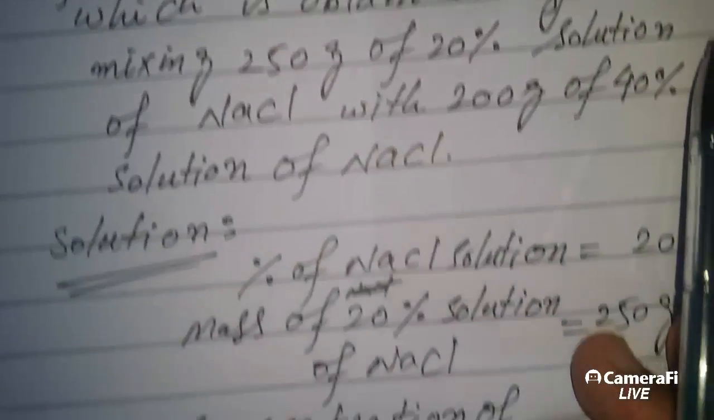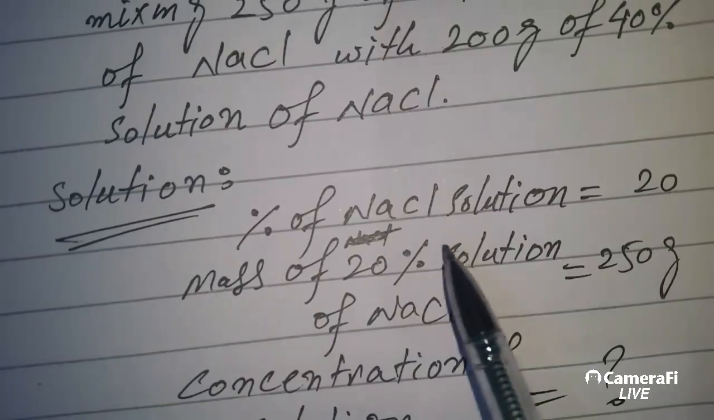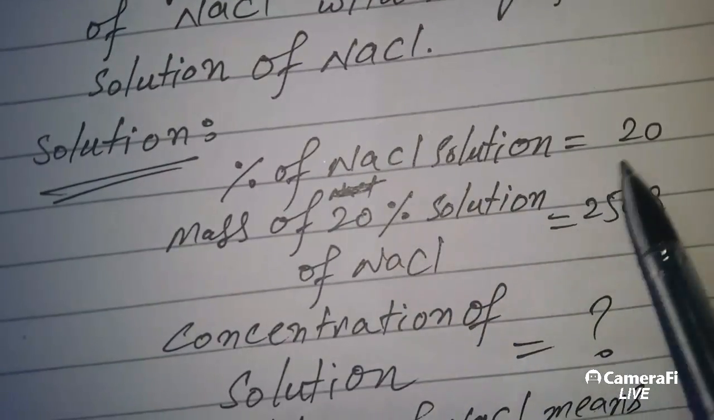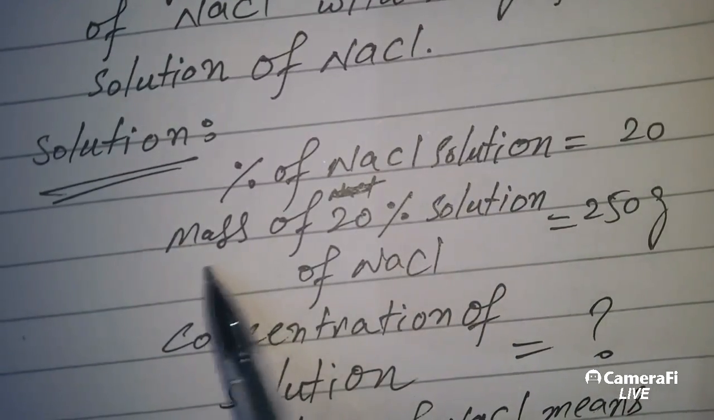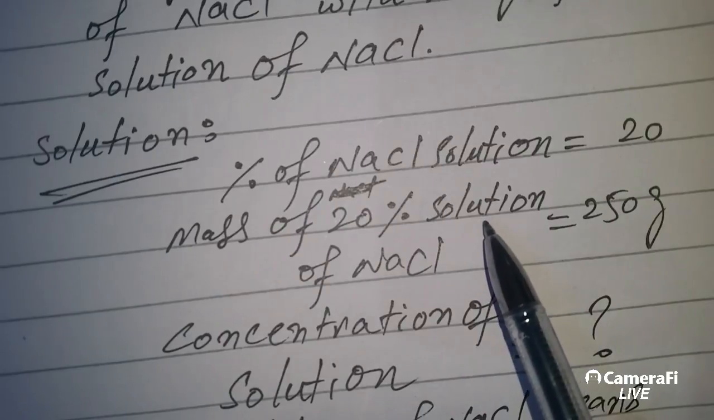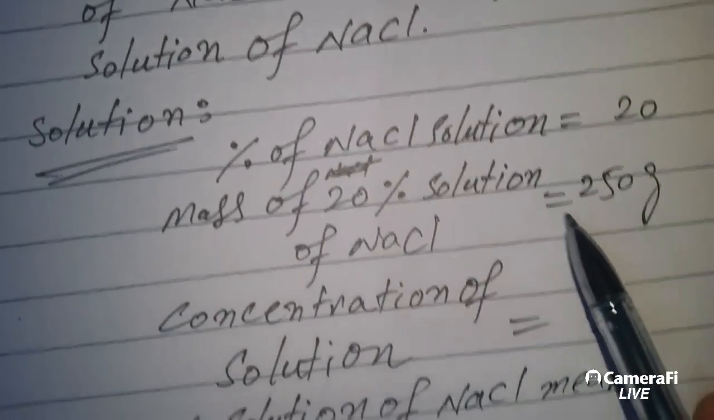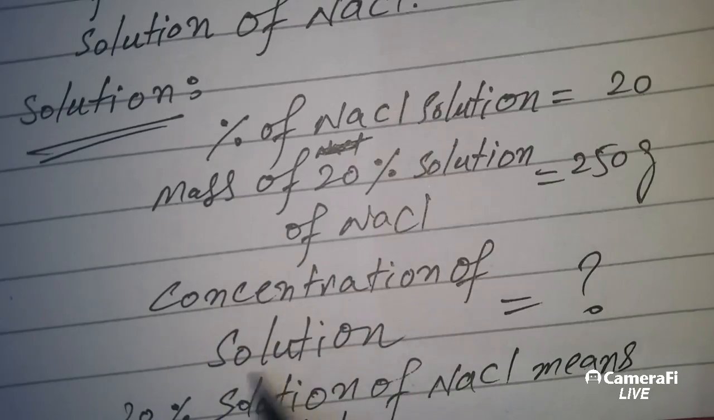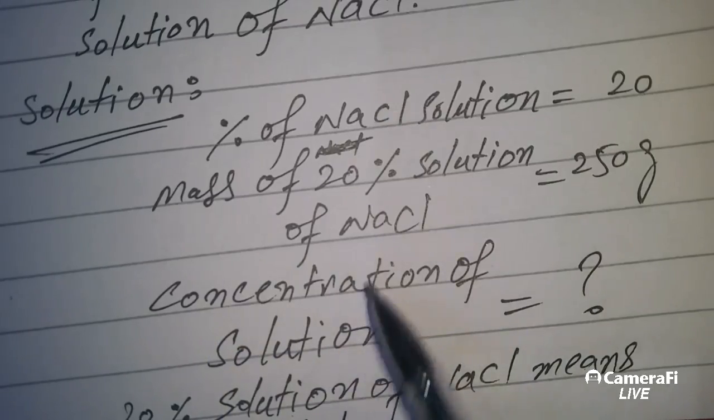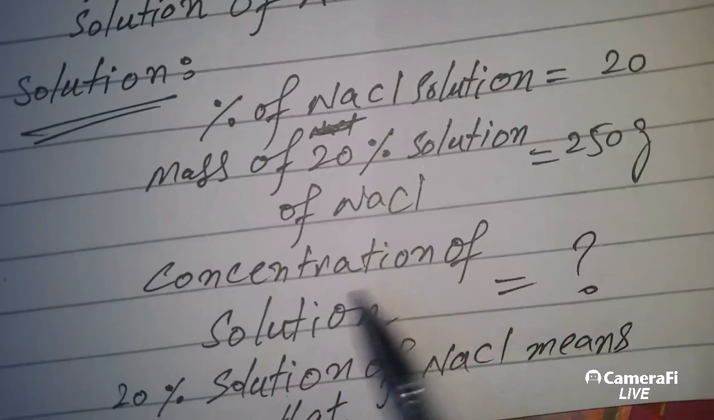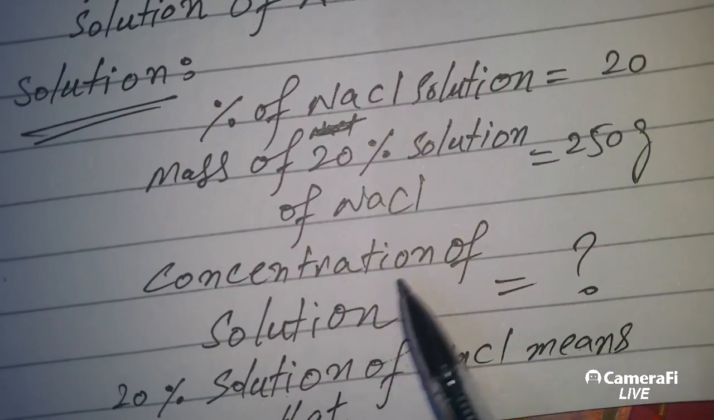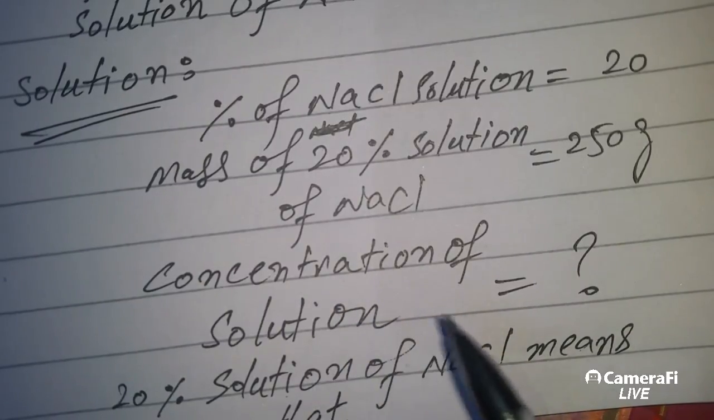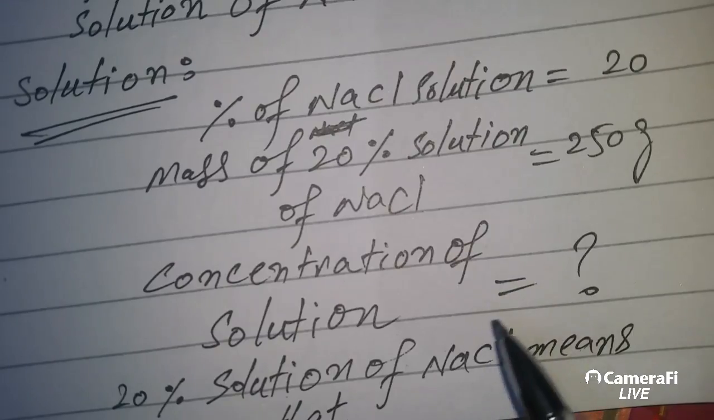So in this case we have percentage of NaCl solution. The first solution is 20%. So mass of 20% solution of NaCl is given as 250 grams. We want to find the concentration of the solution that is created after mixing the two solutions.